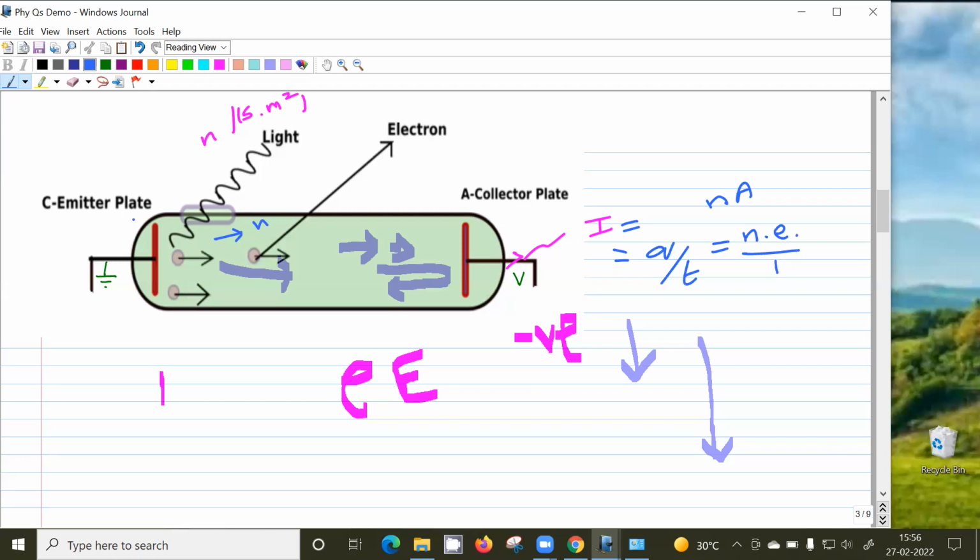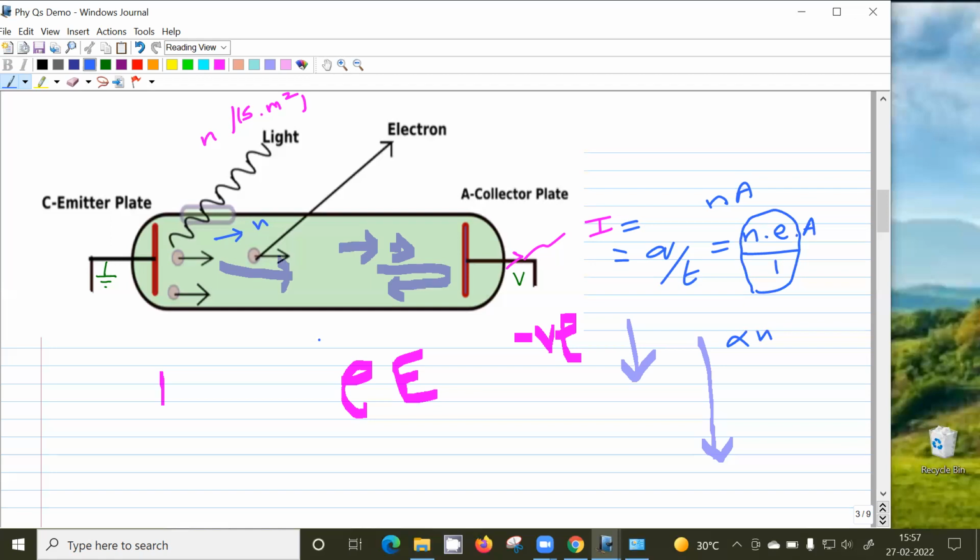Yes. Suppose I assume this area is there, but that also you can read if you want. So the main thing is the current is proportional to n. Yes, sir. So current is proportional to the intensity. Does it depend on anything else? No, sir. And this current is saturation current.